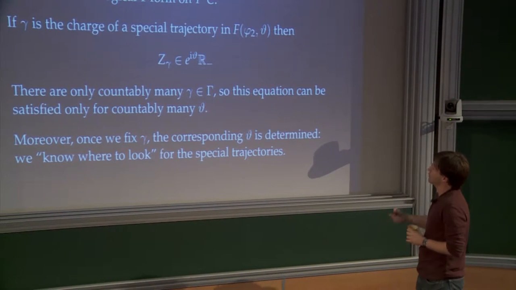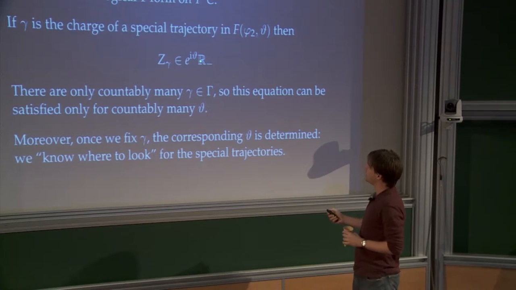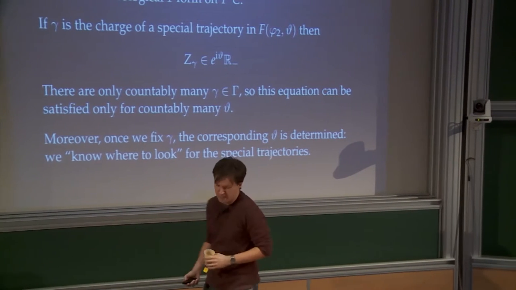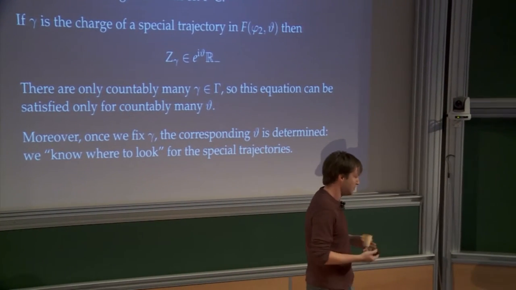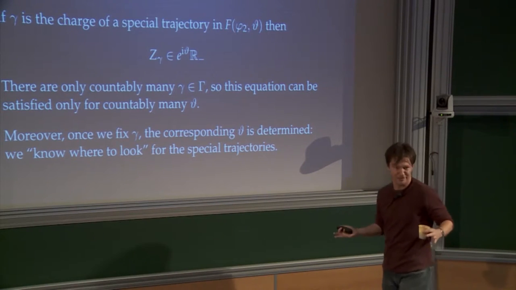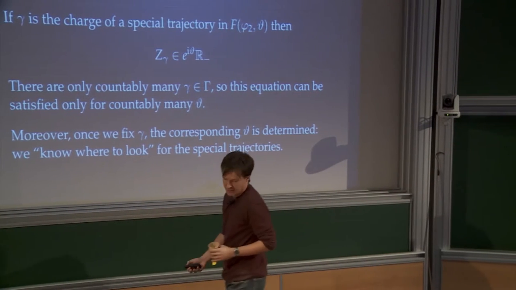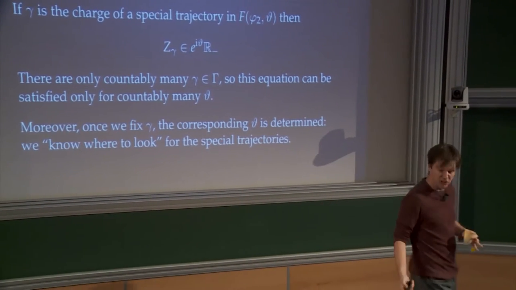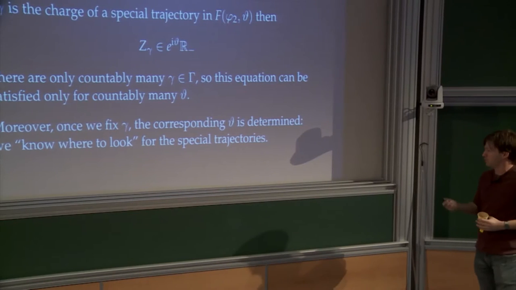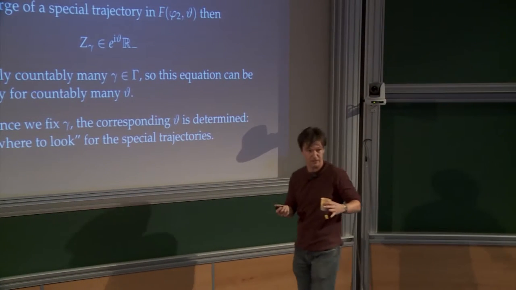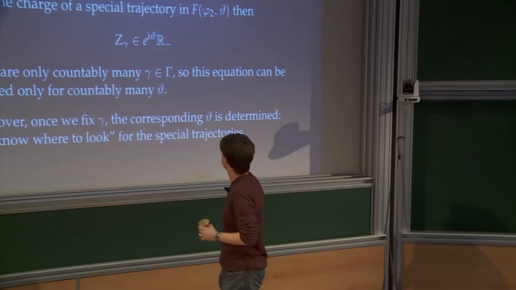For a special trajectory to occur at a particular phase, its period has to have exactly that phase. Since there are only countably many homology classes, this equation can be solved only for countably many phases. And if you know what charge you're looking for, then the corresponding phase is just determined. So we know where to look for a special trajectory with any particular topology.